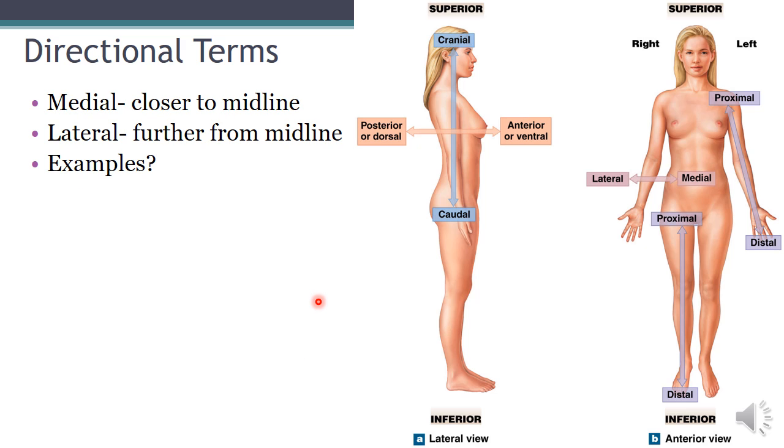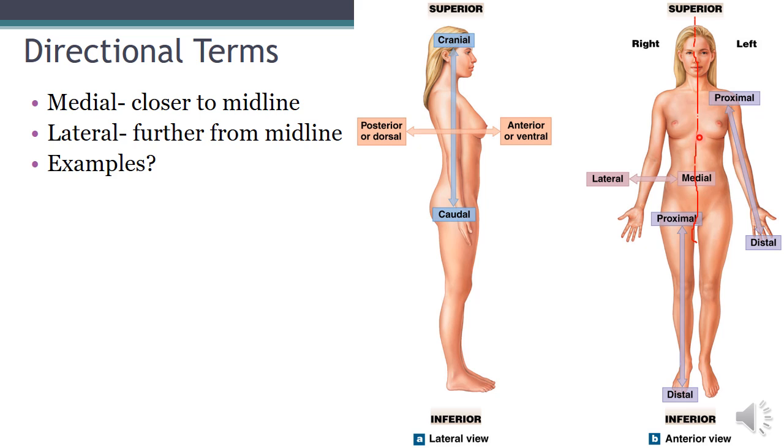The next set of directional terms are medial and lateral. Now, to understand medial and lateral, you have to use a reference. A reference, basically, would be an imaginary line that you would draw down the middle of the body. This would be what we call midline, and I drew it in red on the screen here.